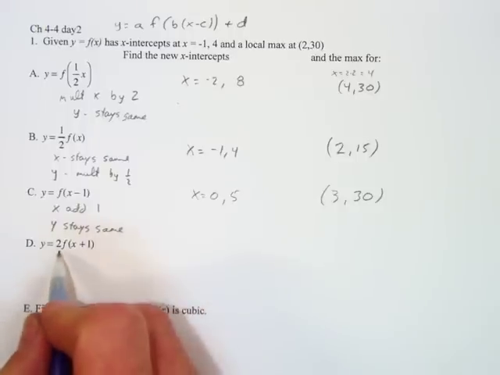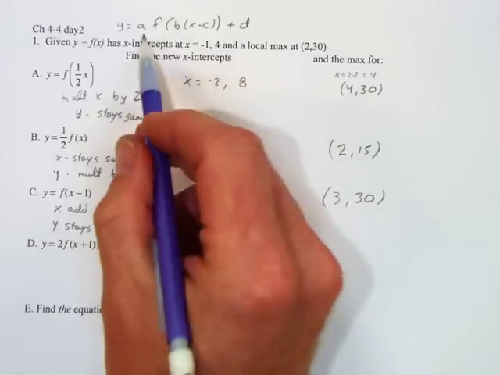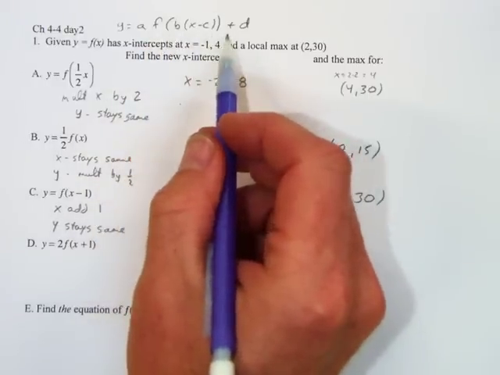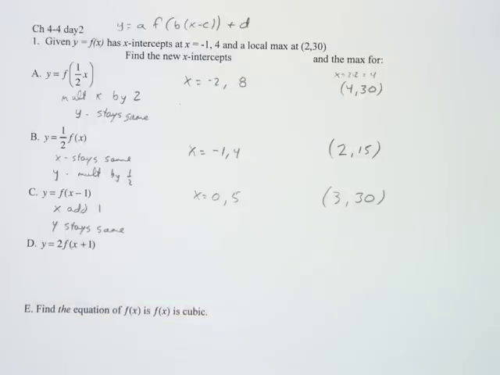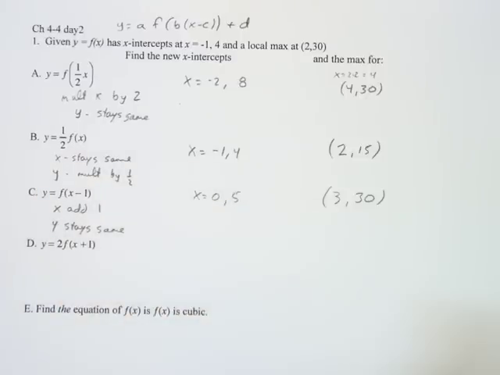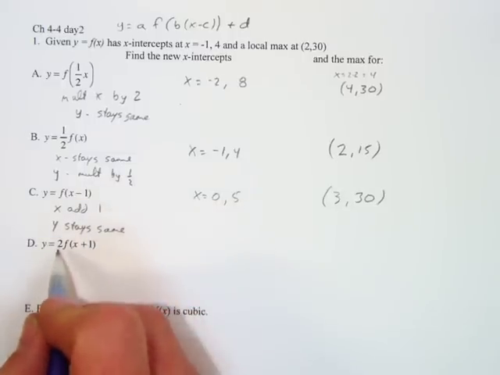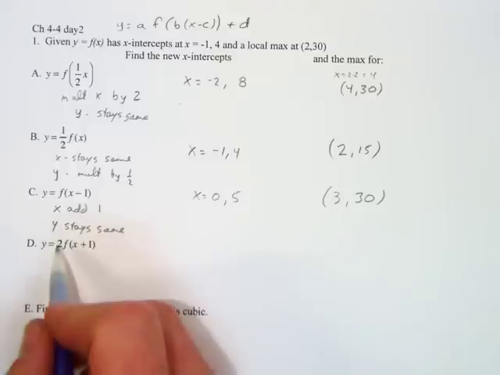The next one says 2f of x plus 1, so we have 2 things happening at the same time. And note, eventually we can build up so all 4 things are happening at the same time. It really doesn't matter as long as we're understanding that you apply each one in its proper order. And we're always going to deal with the multiplication transformation first.